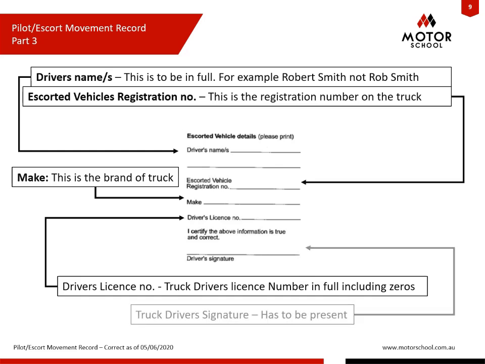Next, we get the driver to sign it. He signs it to say that the information is true and correct. So his name is correct, the registration number is correct, the brand of vehicle is correct, the license is correct, and he's saying that yes, this information is all accurate and correct.